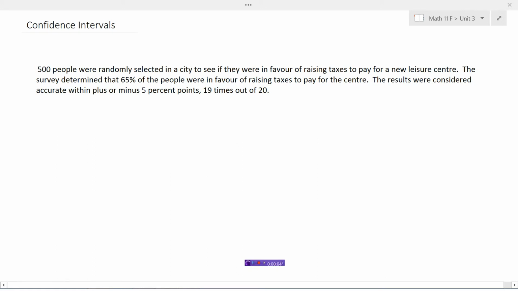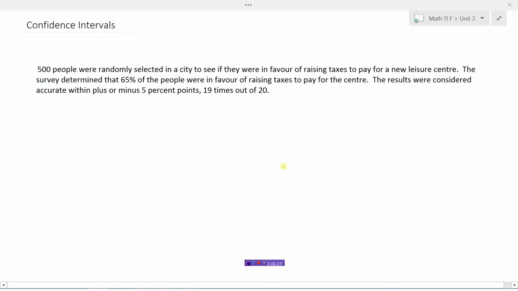We're going to look at three things in this video: the margin of error, the confidence interval, and the confidence level. You'll often see, maybe in the newspaper or on the radio or on the internet, surveys that are done. And it might look like this.